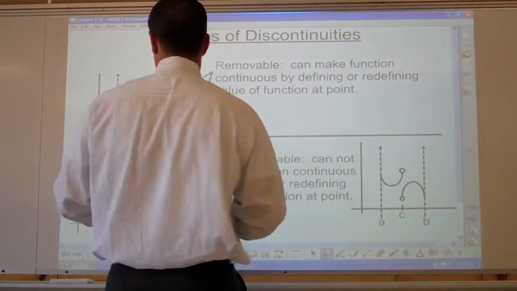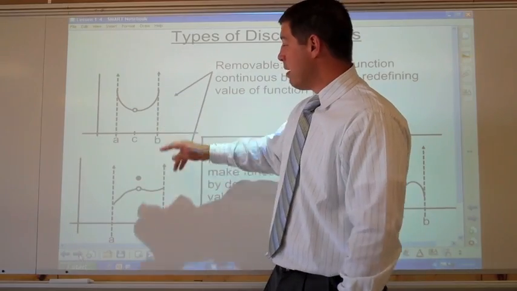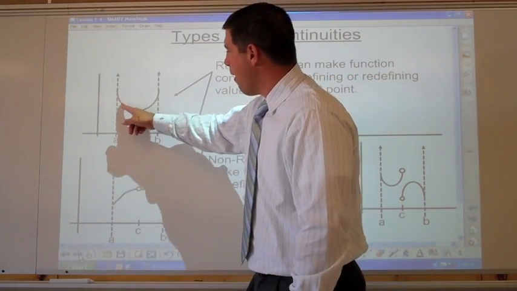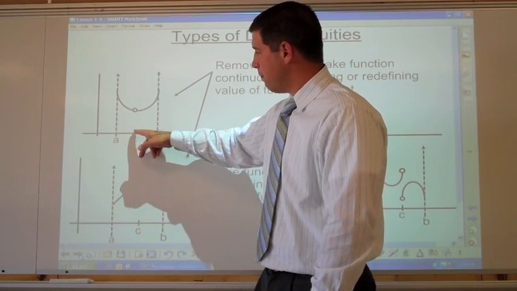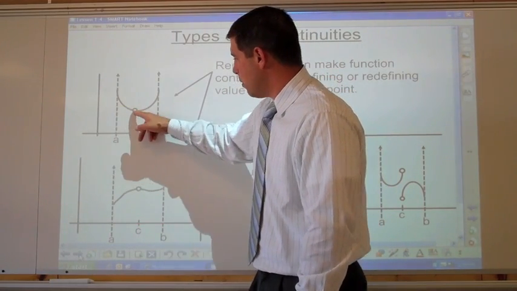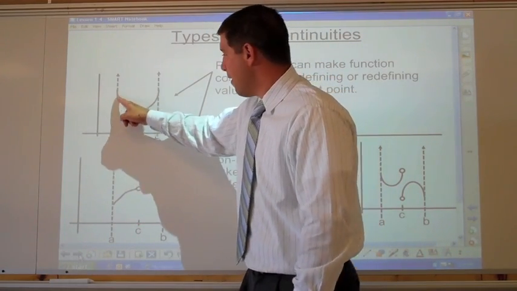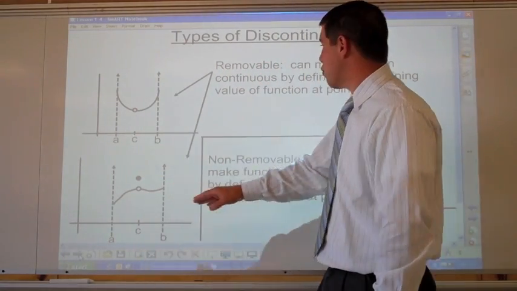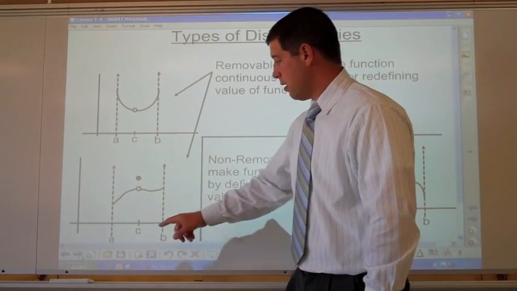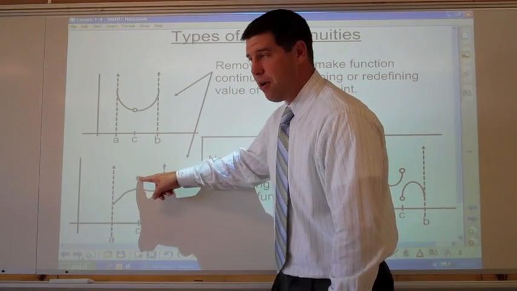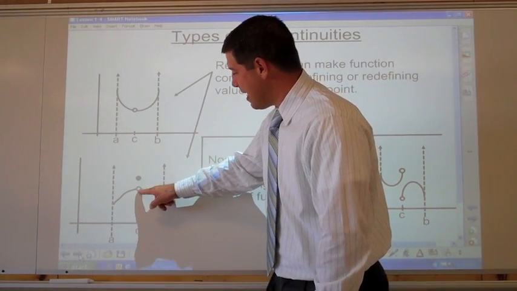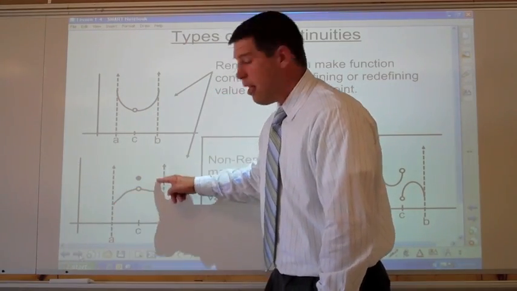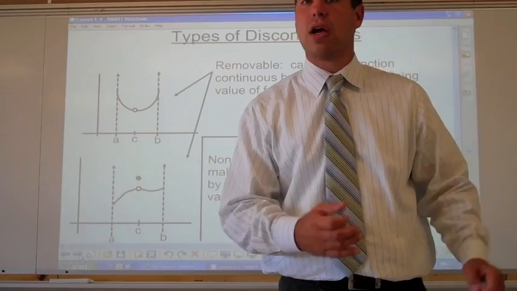So here we have two removable discontinuities. Right here, if you define f of c to equal this value, you fill in the hole, and then the function will become continuous. Down here is where we have to redefine f of c. Instead of f of c being here, I want to redefine f of c to be down here. I fill in that hole, f of c was redefined, and your function would then be continuous. That break is gone.